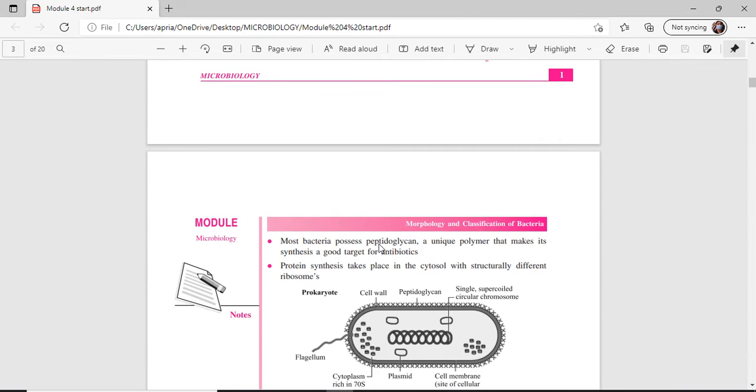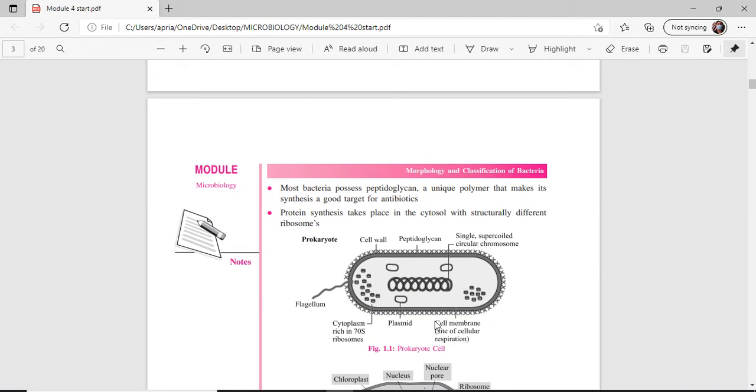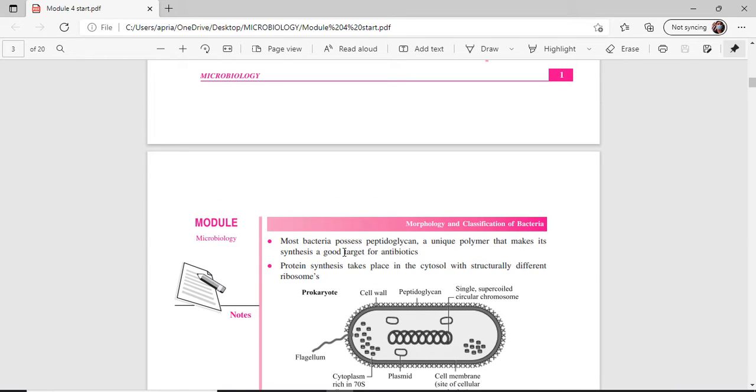Okay, without further ado, you have your prokaryotes. Prokaryotic cells have the following characteristics: they have no organelles. All the action takes place in the cytosol or the cytoplasmic membrane. This image is a bacteria or a prokaryote. Most bacteria possess a peptidoglycan, a unique polymer that makes its synthesis a good target for antibiotics.